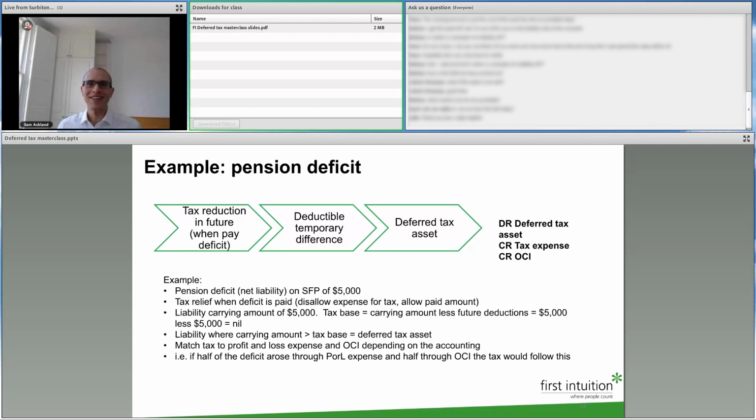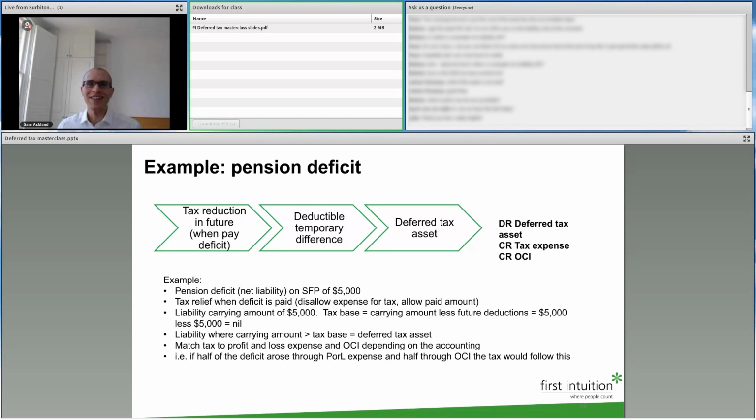To the extent that the accounting is not going through profit and loss, you might have had, let's say, half of the deficit, half of the liability, arising through profit and loss, and maybe half of it comes about from your remeasurement gains and losses. And the remeasurement gains and losses, of course, go through OCI. So in that case, we need to put half of the tax expense through profit and loss and half through OCI. So that's where we might credit tax expense with some of the amount and credit OCI with some of it. All about, remember, matching the tax to where the accounts have happened.